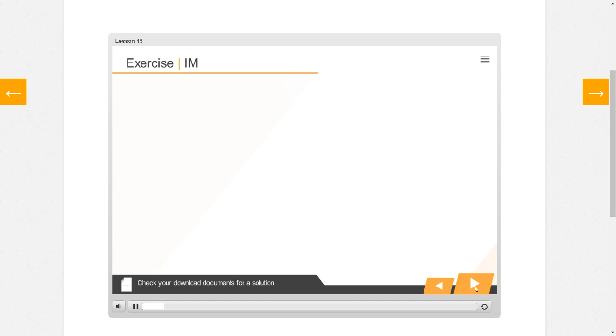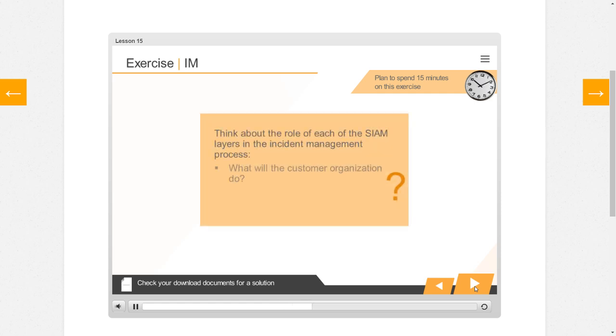For our incident management exercise, we're going to ask you to use your experience and what you've learned about SIAM during the course so far to go into some detail about the roles and responsibilities related to incident management. Spend about 15 minutes on this exercise, and don't forget to check out our suggested solution. Think about the role of each of the SIAM layers in the incident management process. What will the customer organization do? What will the service integrator do? What will the service providers do? Remember to cover all activities, from reporting an incident through to resolution and review. You will also need to consider the process roles and structural elements you've studied.